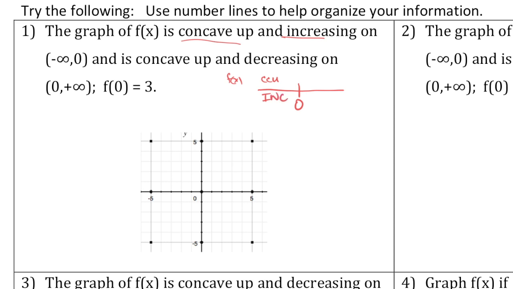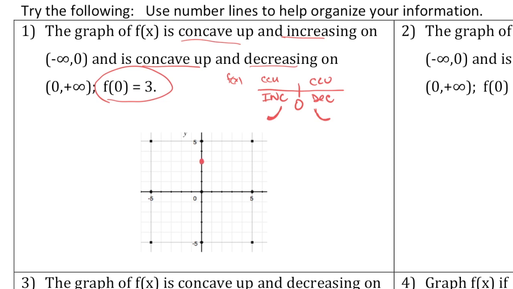On the right side of 0, we're told that the function is concave up and decreasing. So once again, concave up and decreasing. There we go. Draw a little sketch as to what concave up and increasing would look like. There's only one way to draw these pieces together. So if you're concave up, decreasing, one way to draw it. There we go. So for f of x, we're told that f at 0 is equal to 3. So we're going to place our point at 0, 3.